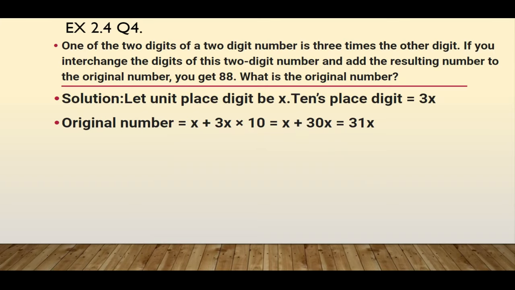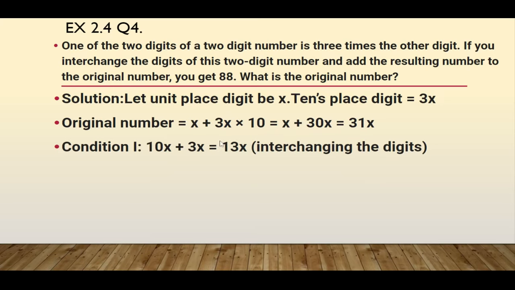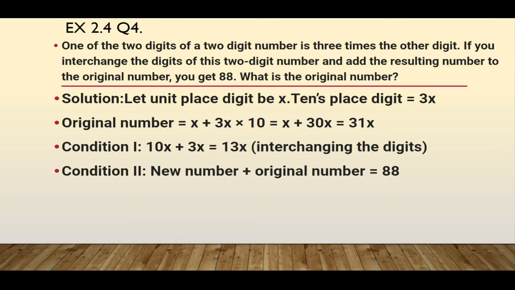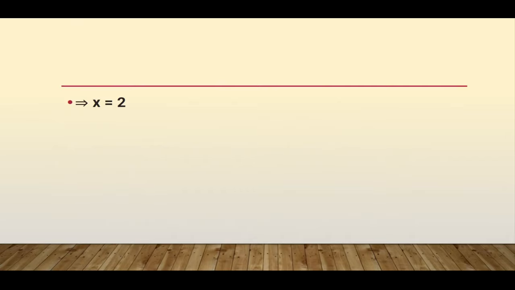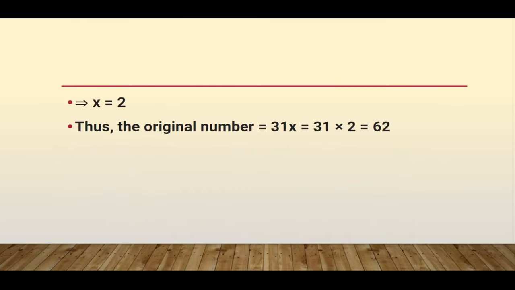Similarly, you can find the interchanged number, which is 10u plus t. So it will be 10 times u, which is x, the units digit, plus t, the tens digit, which is 3x. So it will become 13x. According to the condition given in the question, the sum of the interchanged number and the original number is 88. If you solve this equation, you'll get the value of x as 2 and the number will be 62.